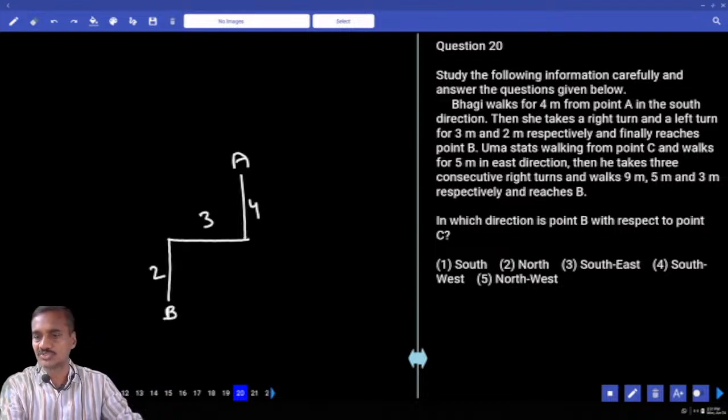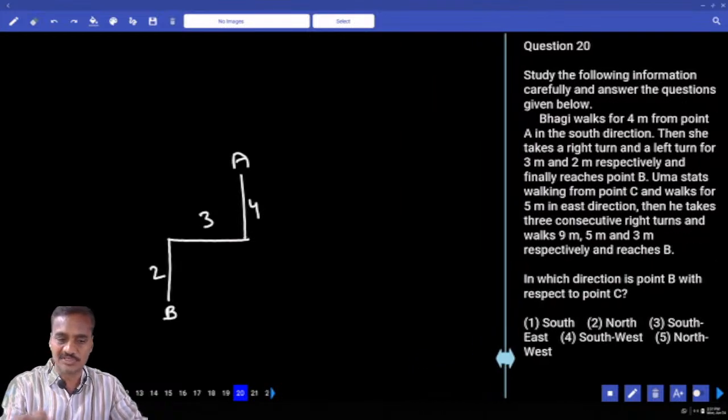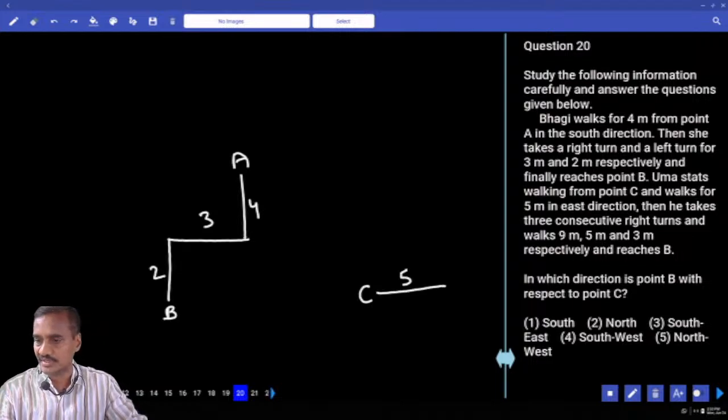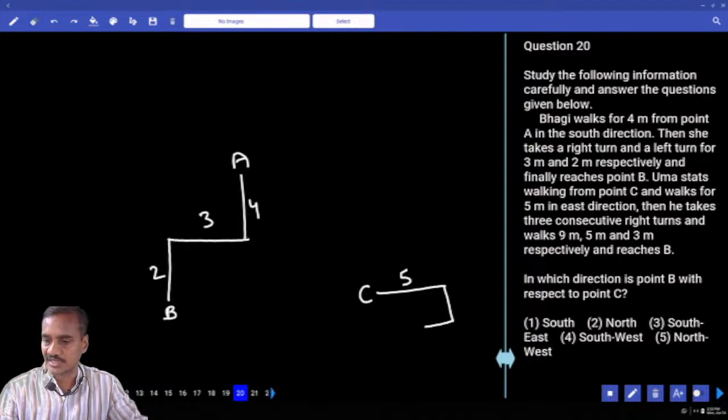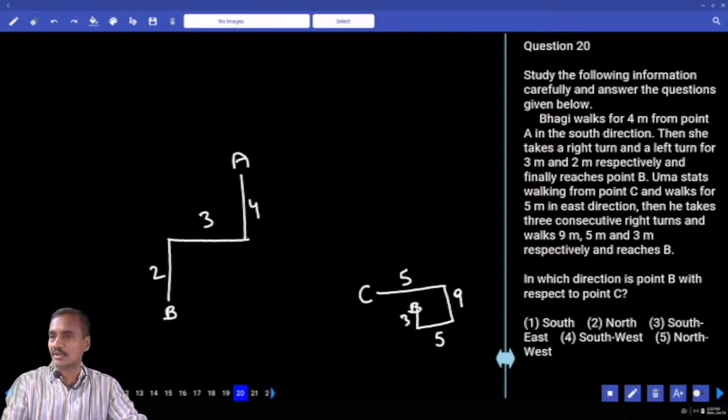Then meanwhile Uma started walking from point C and walks 5 meters in the east direction. Now no information how this Uma is related to A and B. From point C she walks for how many meters? 5 meters. Then she takes 3 consecutive rights. First right is 9 meters. Next one 5 meters. Next one 3 meters. First right, second right, and third right, and reaches point B. Now he is combining this.